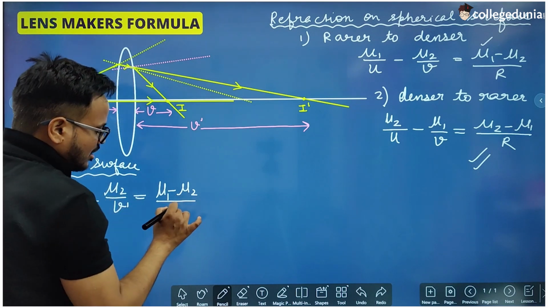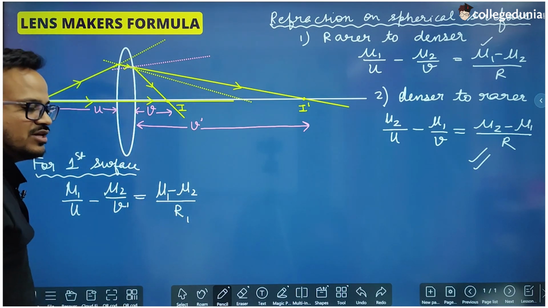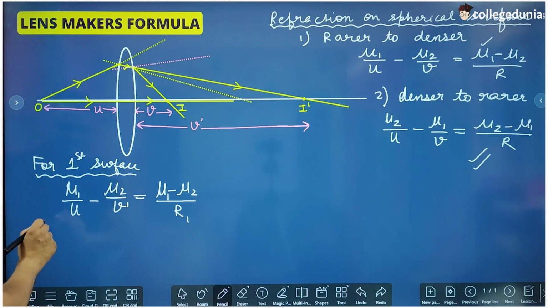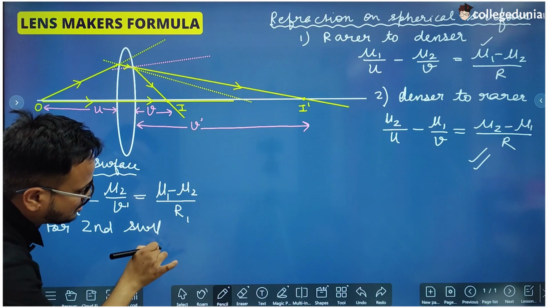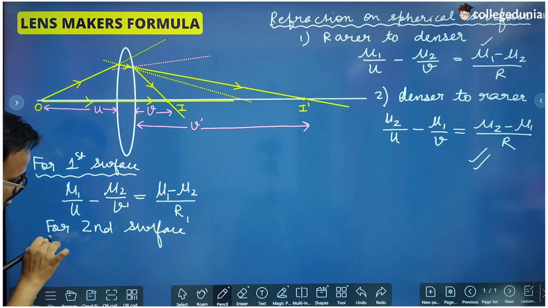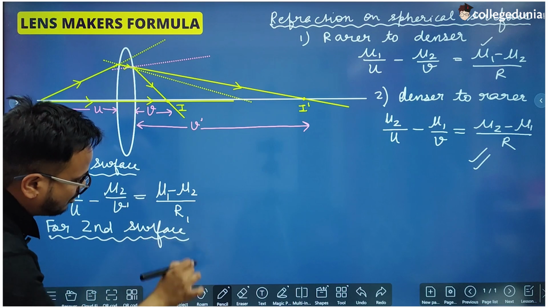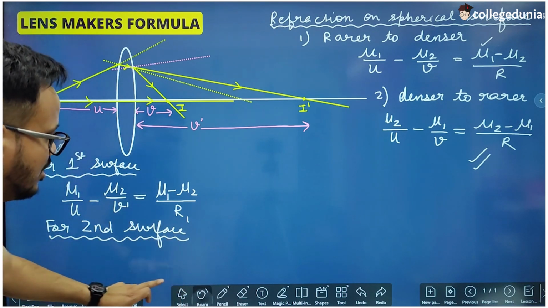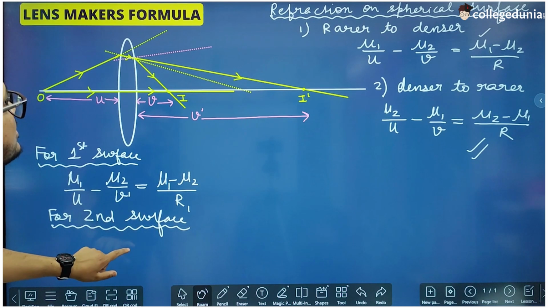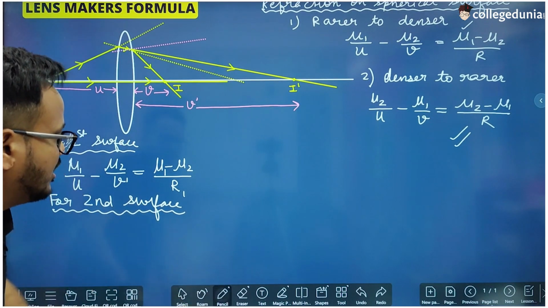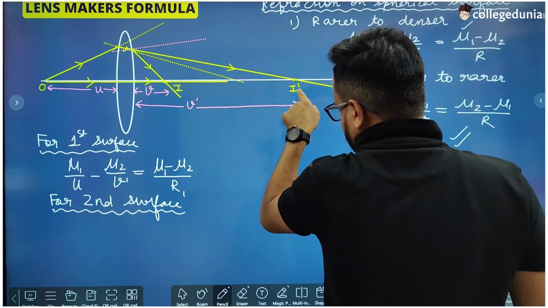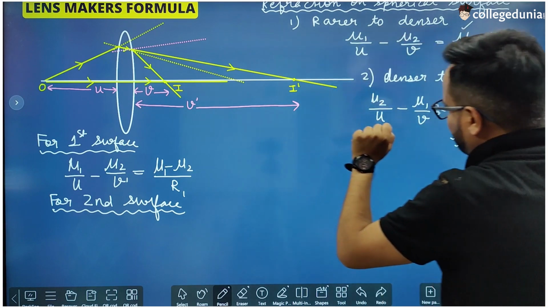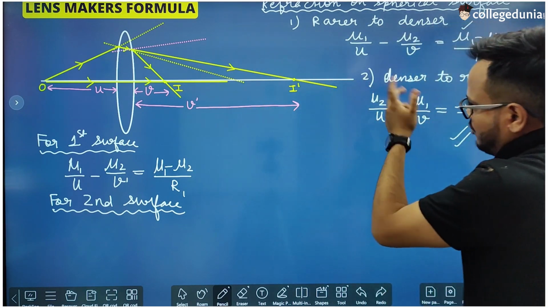So let's say the radius of curvature of the first surface is r1, and for the second surface, let us say the radius of curvature is r2, right? The only difference is, in case of the second surface, this is acting as an object and this is the image. So in place of u, we are going to put v dash, and v will be v.